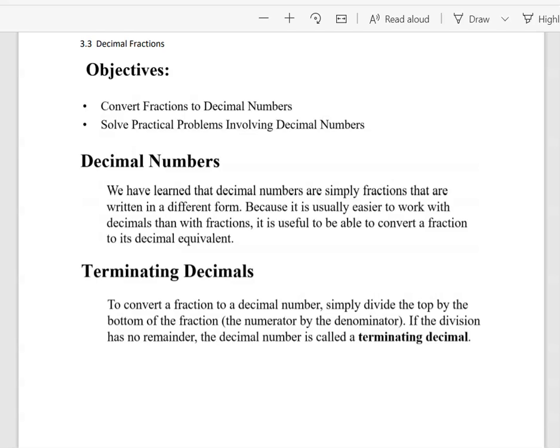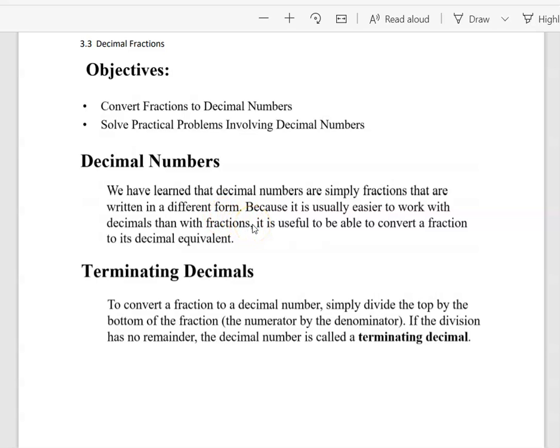Okay, so let's talk about Chapter 3, Section 3, and deal with decimal fractions. In this section, we're going to talk about how to convert fractions to decimal numbers and solve practical problems involving decimal numbers. And you know that decimal numbers are simply fractions that are written in a different form.